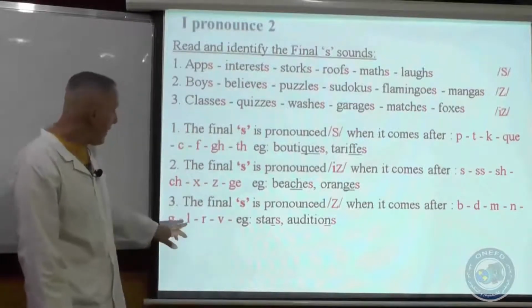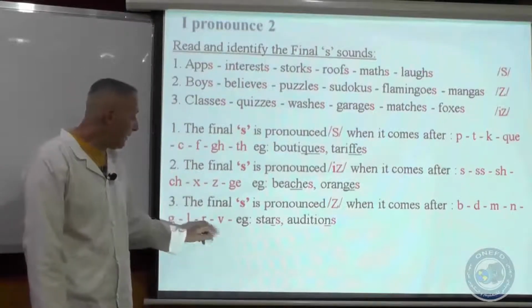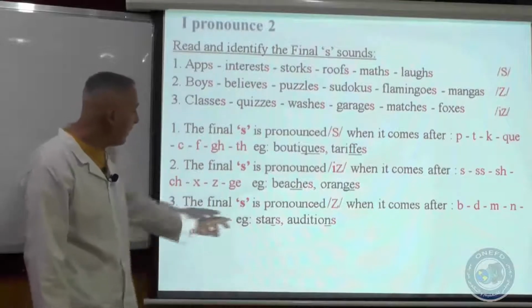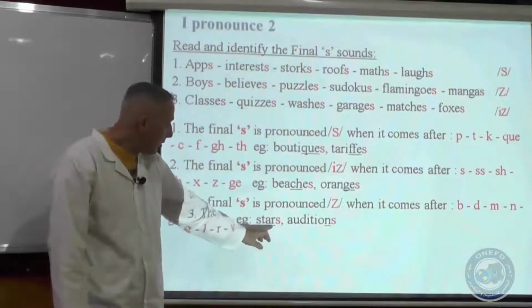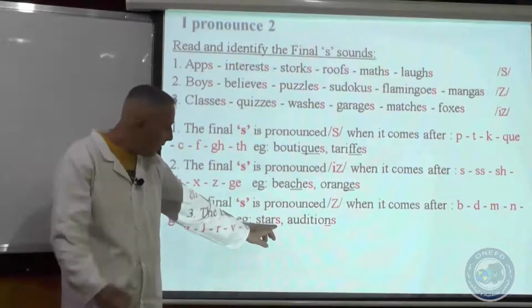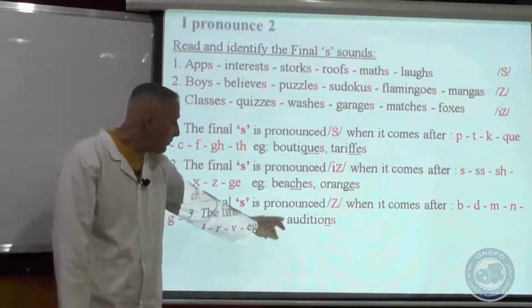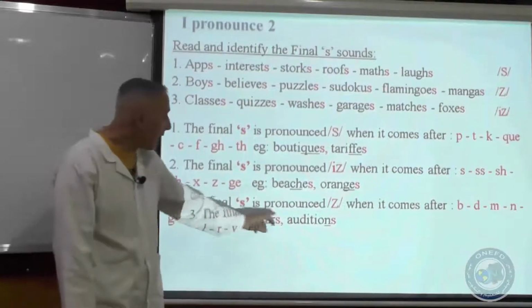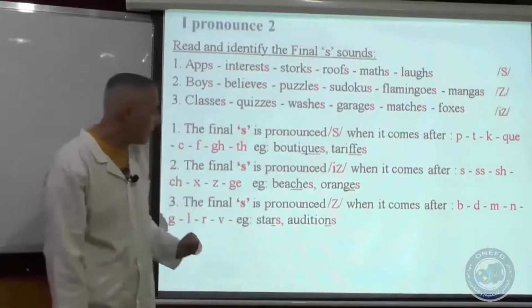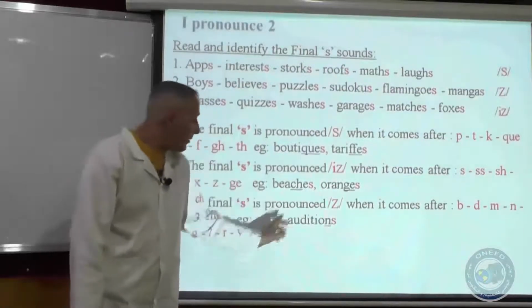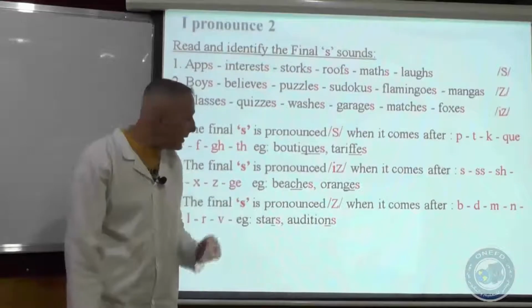Number 3, the final S is pronounced Z when it comes after B, D, M, N, G, L, R, and V. Example, stars. Look here, we have R. So S here is pronounced Z, stars. Auditions, N and S. We have auditions here, we pronounce it Z.